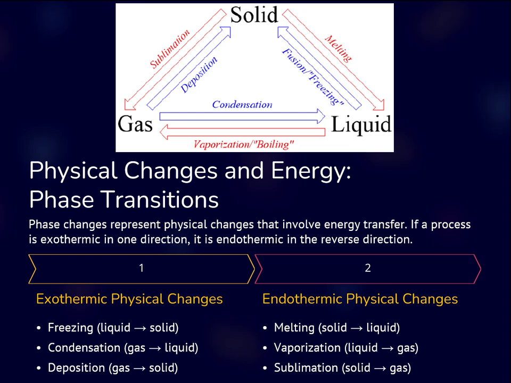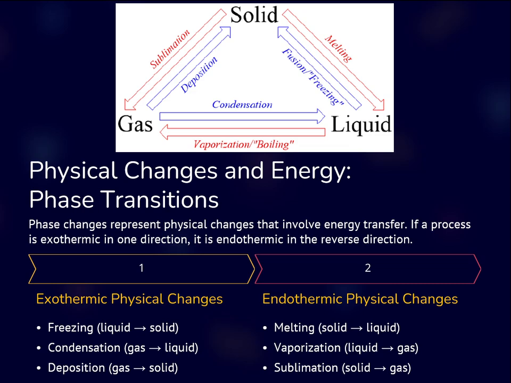Now, chemical changes aren't the only ones involving energy. Physical changes, such as phase transitions, do too. Let's look at exothermic physical changes. First, freezing, which is liquid to solid. This is where water releases energy as it freezes. Then there's condensation, which is gas turning into liquid, like when water vapor condenses on a cold mirror. Then there's deposition, which is when a gas moves to a solid. Think of frost forming on a window. In all these cases, the system releases energy into the surroundings.